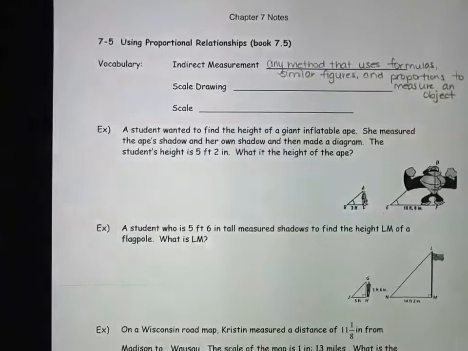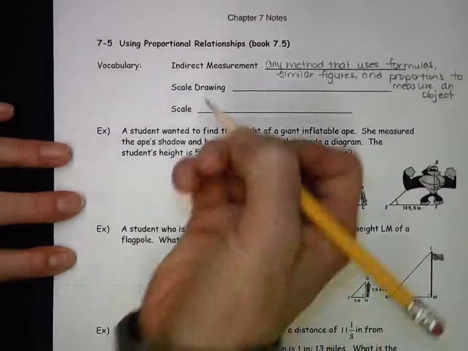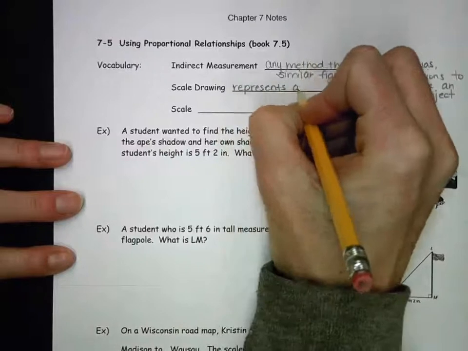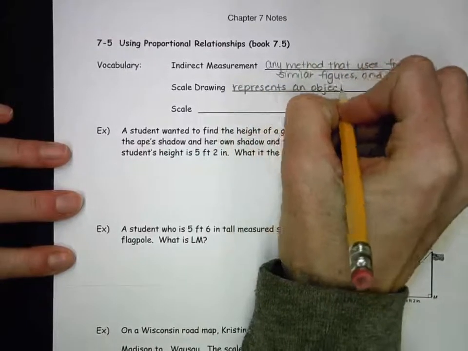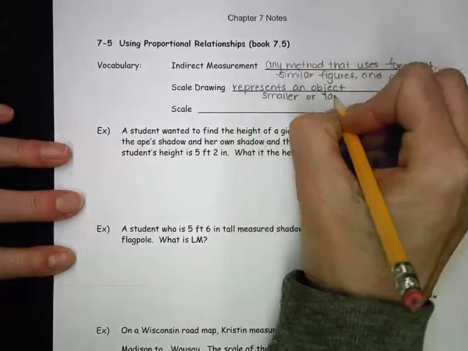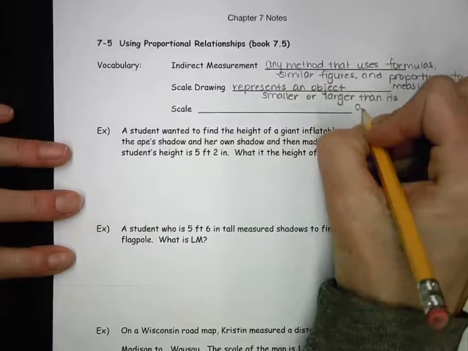When dealing with proportional relationships, we also have another vocabulary word, that is a scale drawing. A scale drawing represents an object as smaller or larger than its actual size. So it represents an object smaller or larger than its actual size.